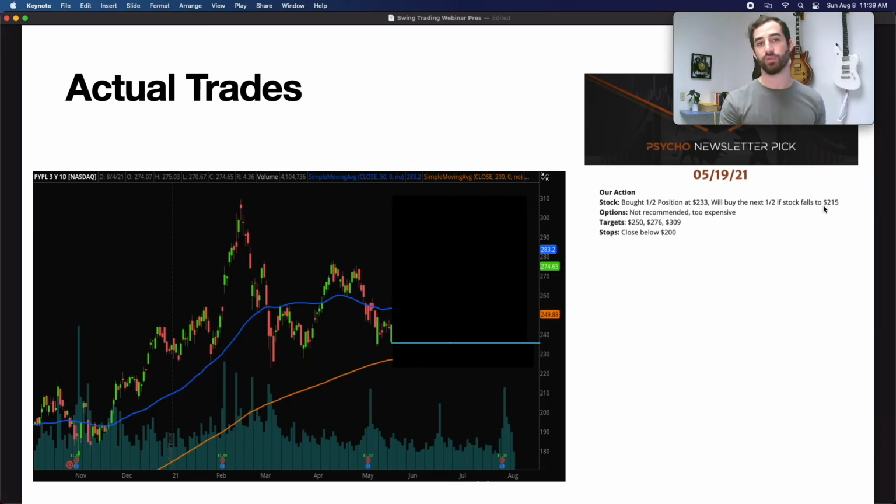So just as we saw before, we're scaling in, buying in partially, making sure that the risk-reward ratio is always skewed in our favor from the get-go. We want to set ourselves up for success from the beginning.